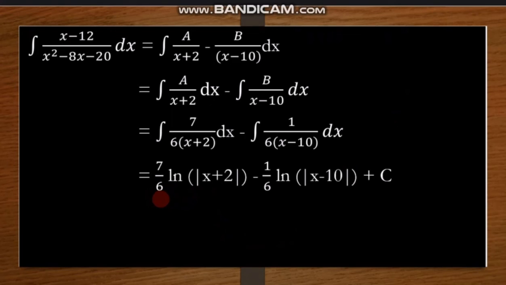So now we have our final answer, which is 7 over 6 ln of the absolute value of x plus 2 minus 1 over 6 ln of the absolute value of x minus 10 plus the arbitrary constant c.